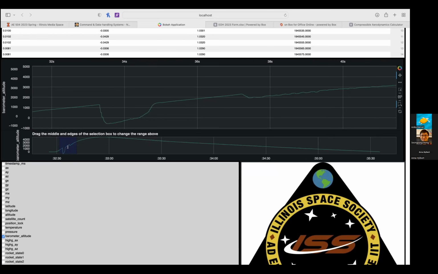So our rocket did not actually drop down to the ground. No, that's not what happened. The pressure just spiked up because of the transition to supersonic flight. And I think that accounts for the altitude, quote unquote, dips that we see.